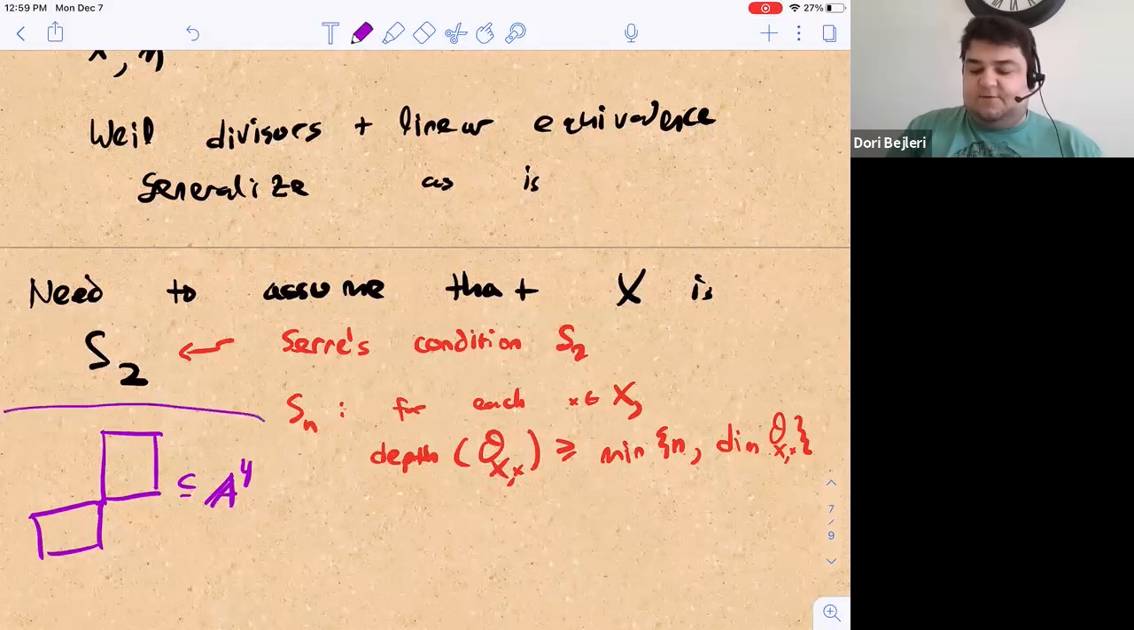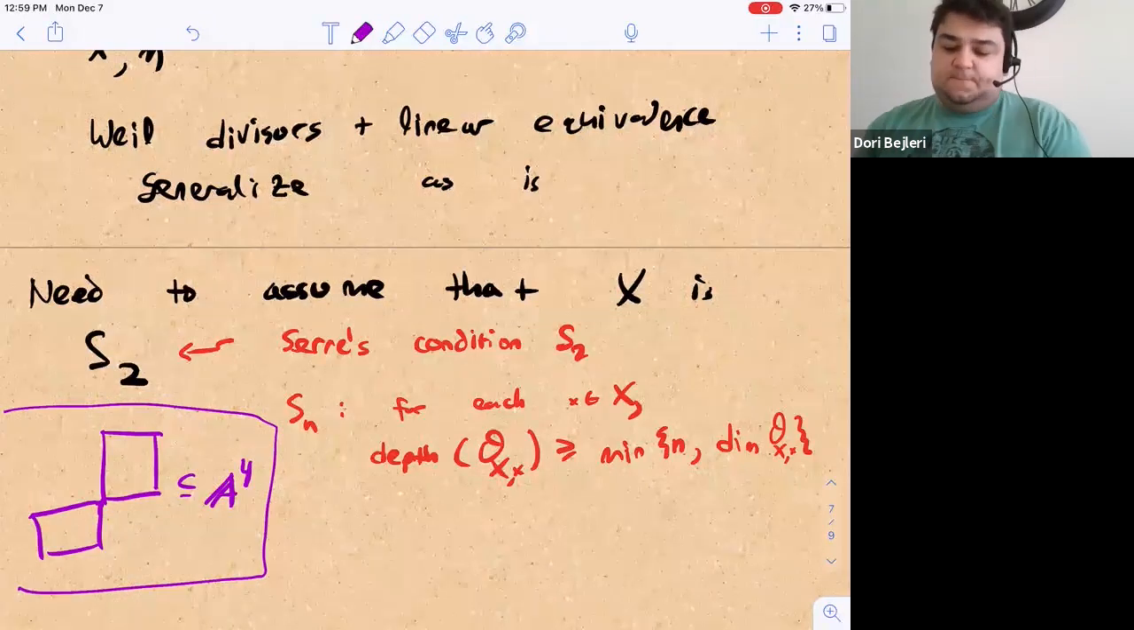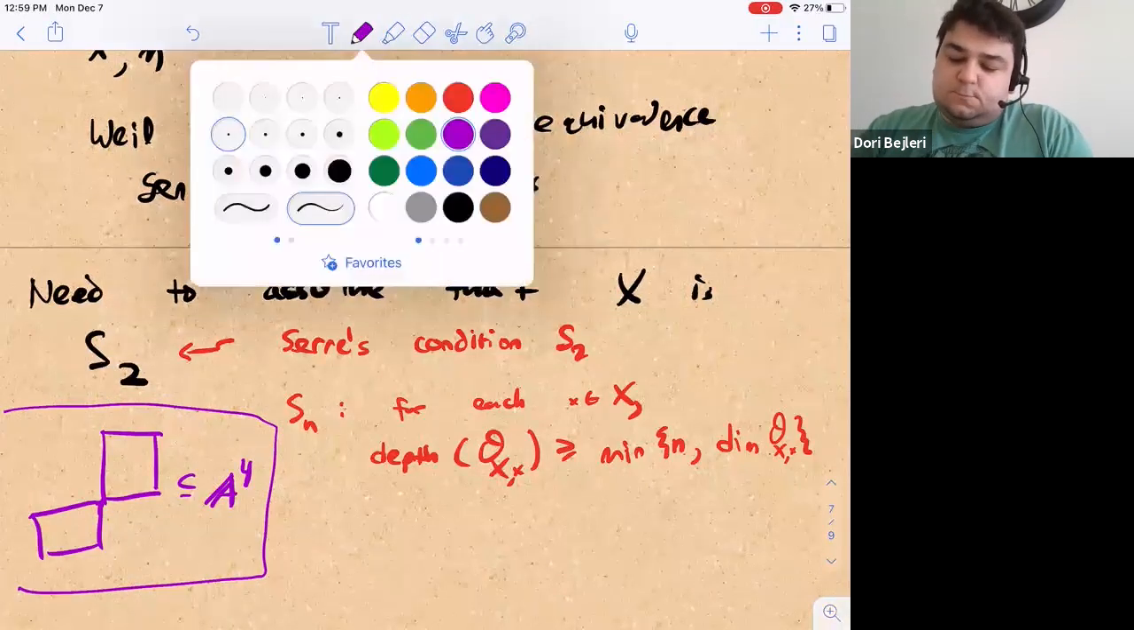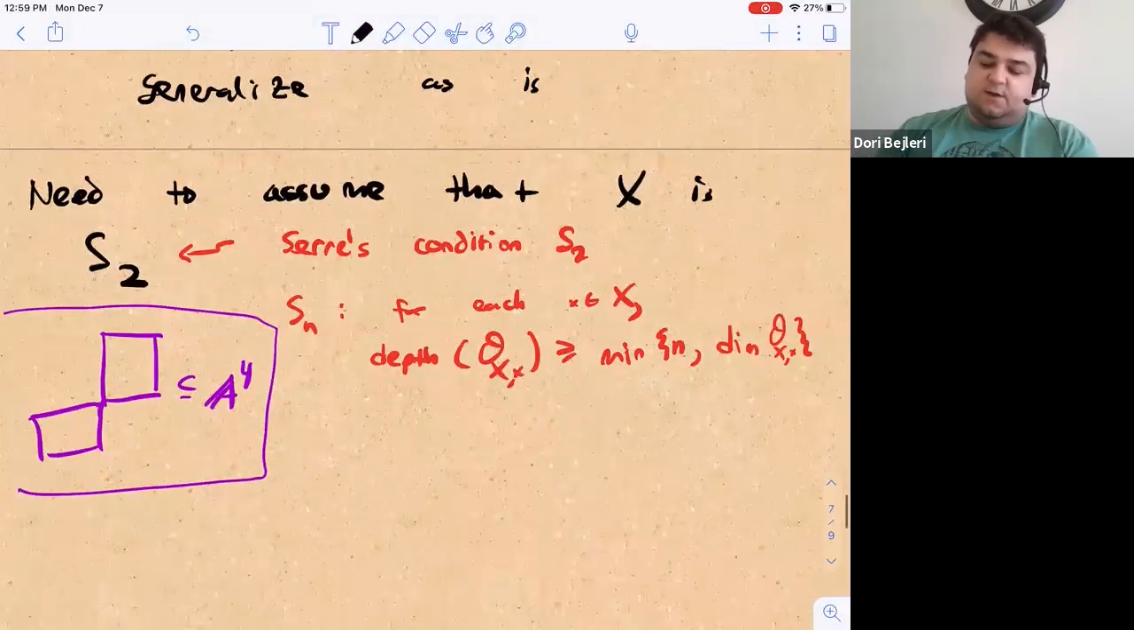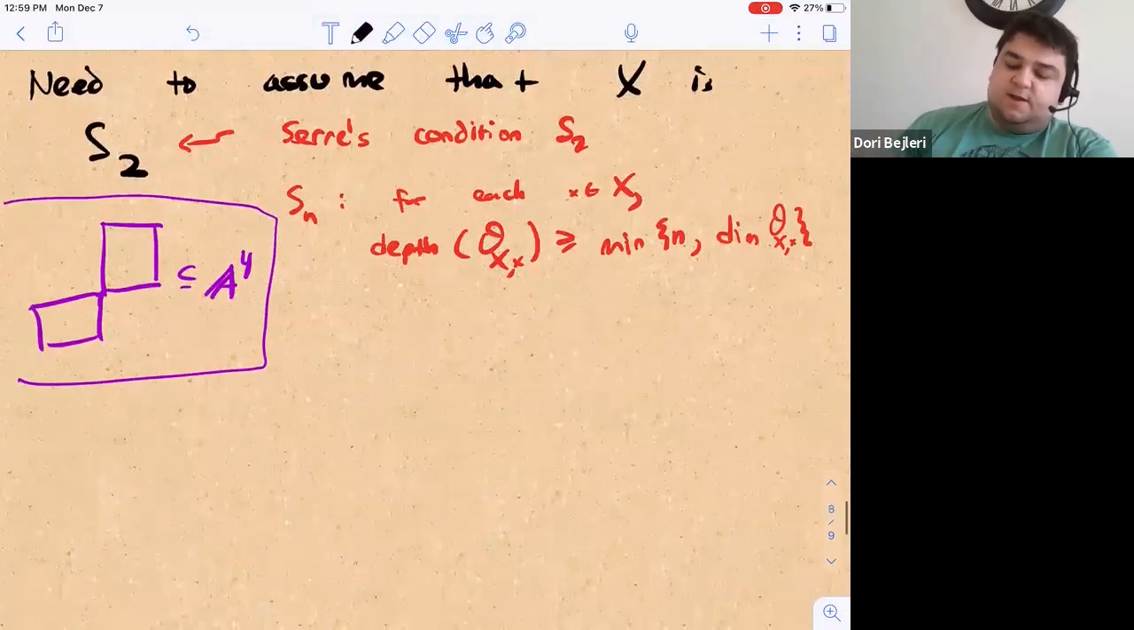So this is exactly the type of thing we want to throw out, so that we can talk about Weil divisorial sheaves by defining their sections on some large, nice open locus. Okay, so we need S2. We need to talk about divisors whose generic point is in the smooth locus. And then we need to talk about the canonical sheaf.